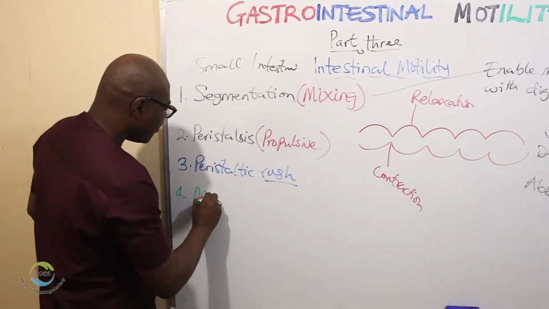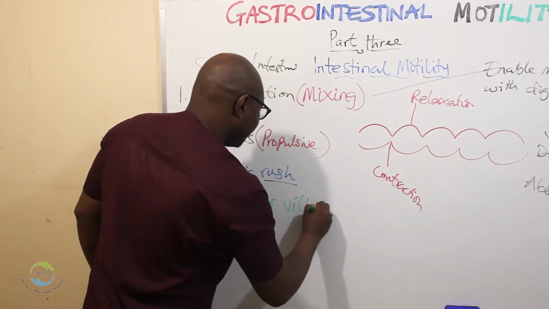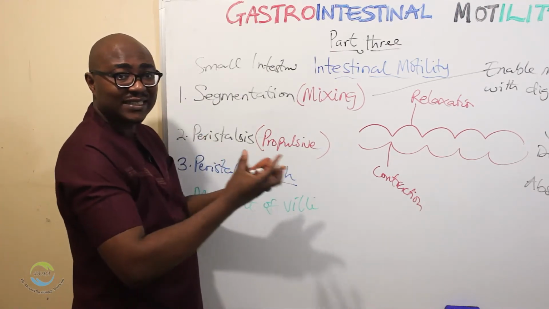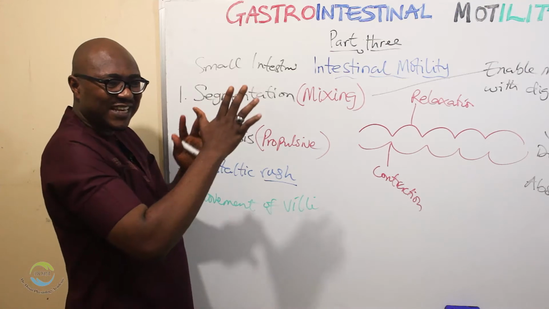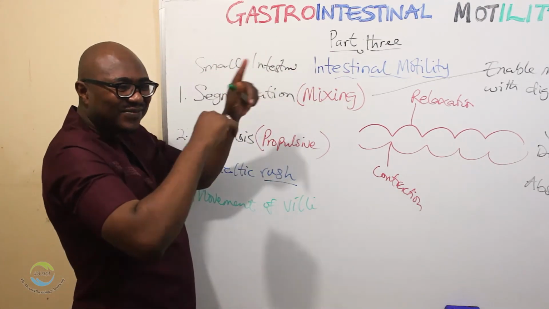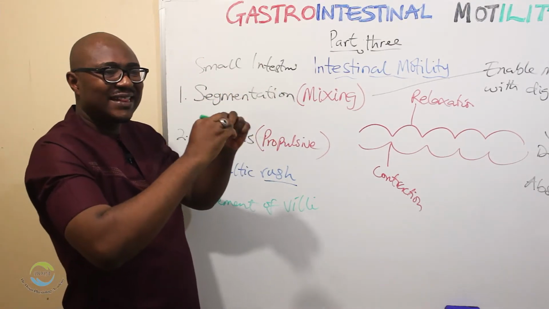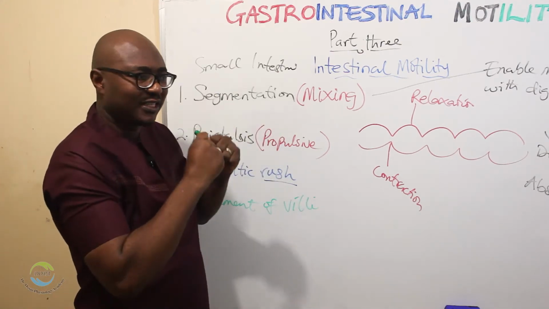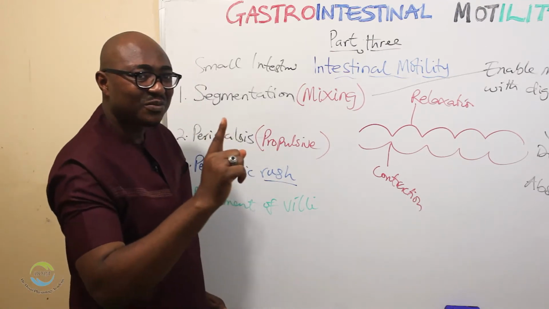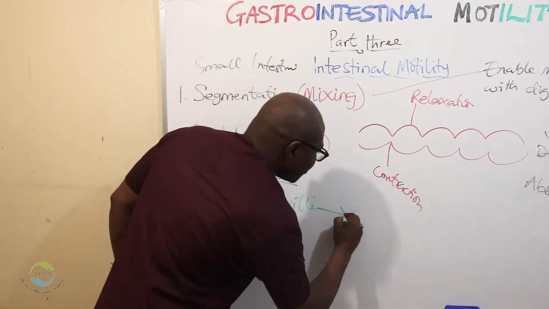We call it movement of the villi. Okay? You have villi, intestinal villi, those folds with the finger-like projections. And those ones also have another finger-like projections called microvilli. So the microvilli, that is where absorption takes place. So this movement of the villi aids absorption, and it is carried out by what? The muscularis mucosa.